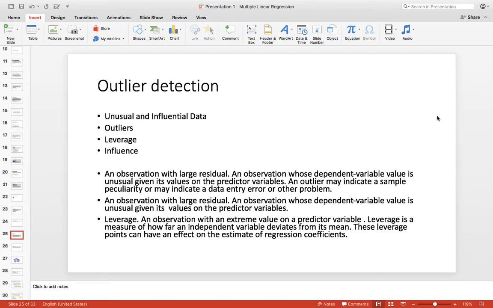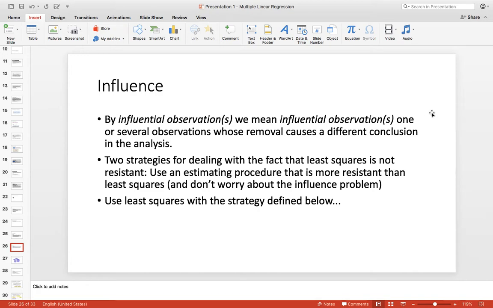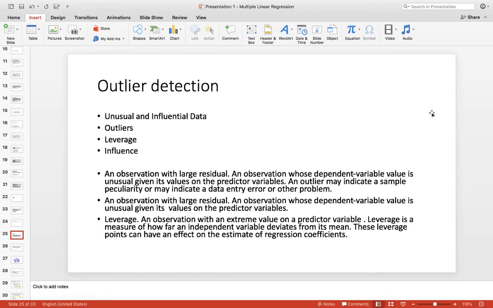Now, another very important problem that we face in data is when the data has outliers. When the data has outliers, then we have to be able to detect them. So the usual terms are, you have an outlier, and there's a concept called leverage, and there's also a concept called influence. So an observation with a large residue is an outlier.